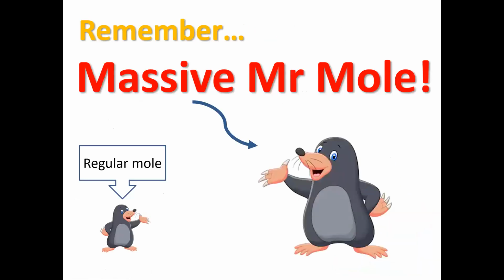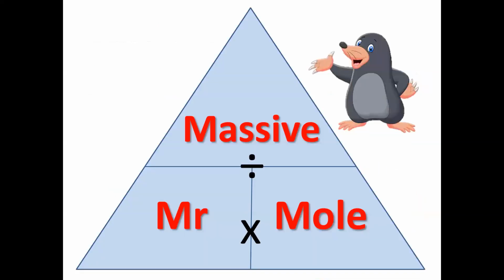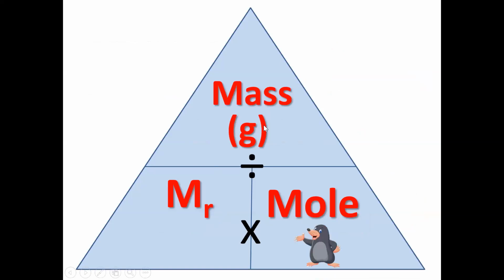Now, from our previous tutorials, we learned about Massive Mr. Mole. Just to remind you, this is a mnemonic to help you remember the equation that links mass, relative formula mass, and the number of moles. This was a formula triangle that we covered in our previous tutorial. Massive Mr. Mole translates into mass in grams divided by relative formula mass, or mass in grams divided by moles, or relative formula mass multiplied by moles.